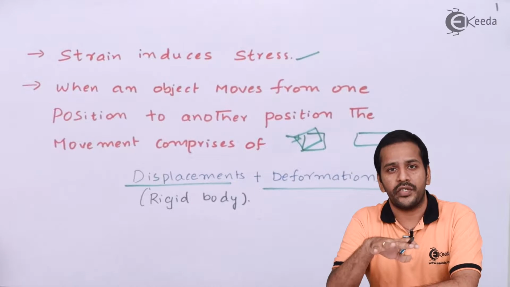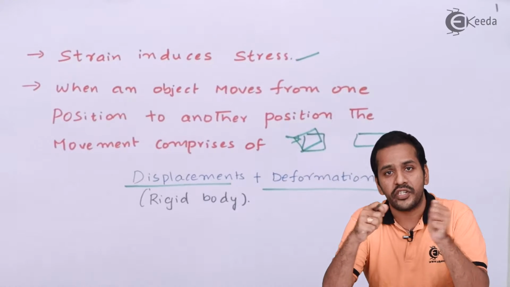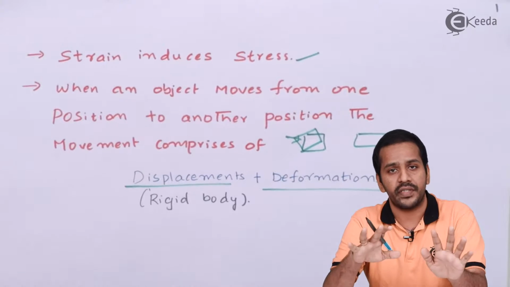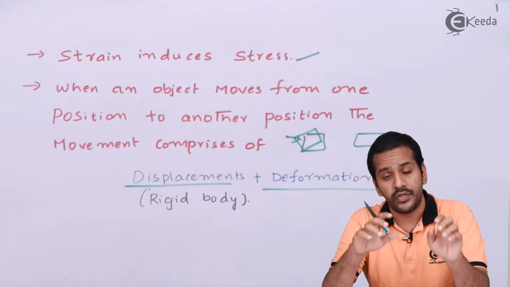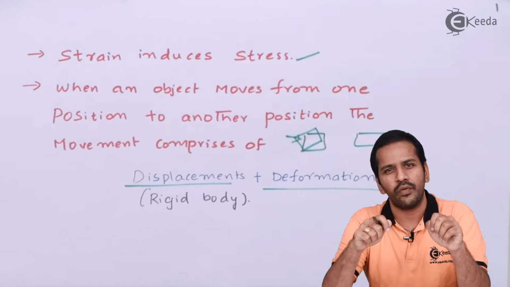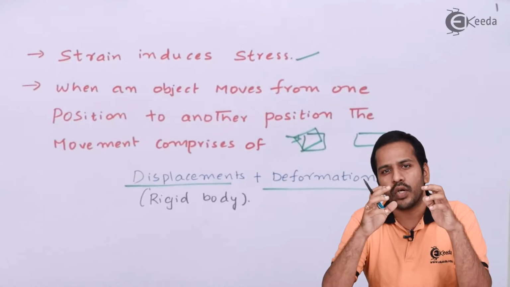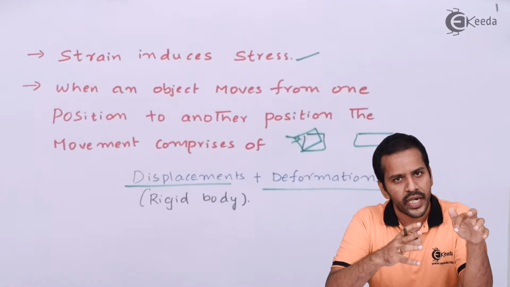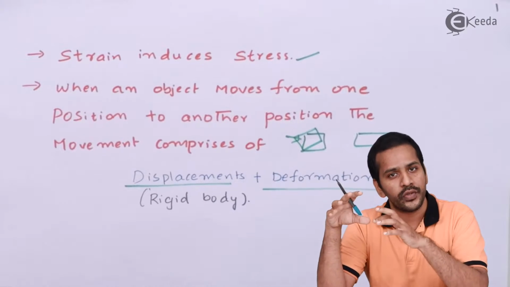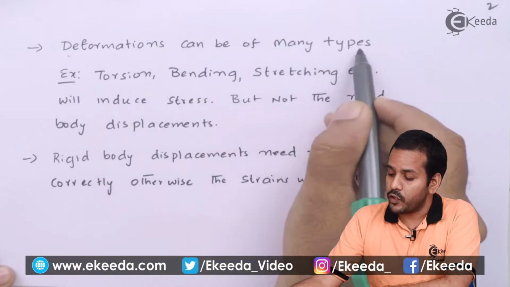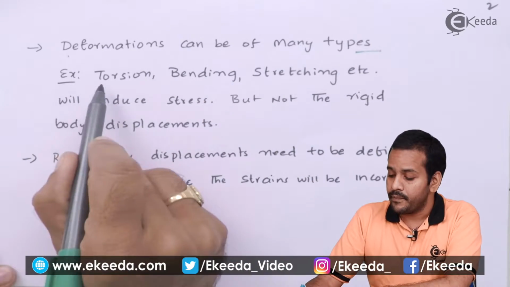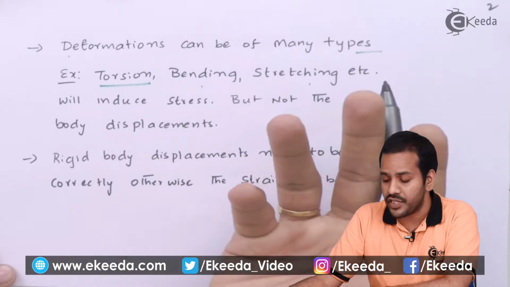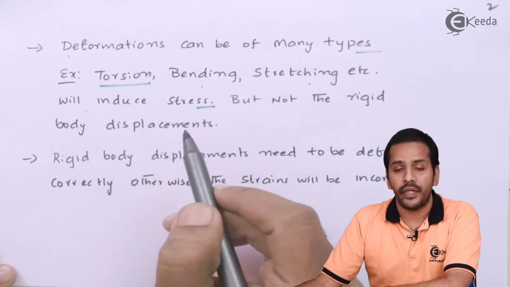The only deformations, that is only stretchings or shearings, will induce the stress, not the rigid body rotations or rigid body translations. So that is why we need to be very careful in distinguishing the deformation. How much part of the deformation is rigid body rotation or translation and how much part belongs to the stretching. Deformations can be of many types. If you see, we have learned about torsion, bending, stretching, etc. in our UG. All of them will induce stress.